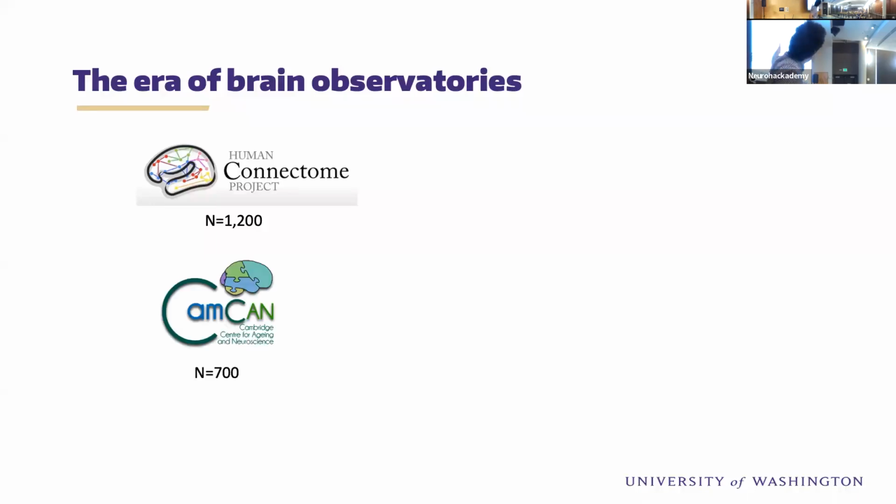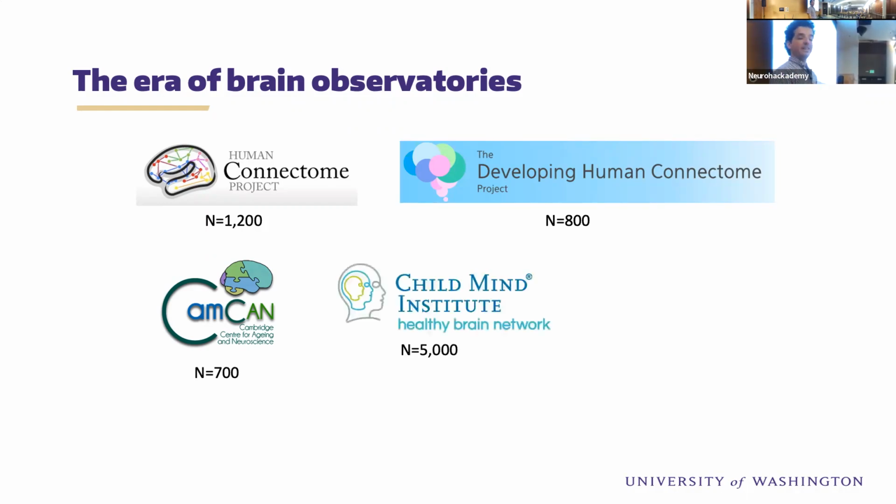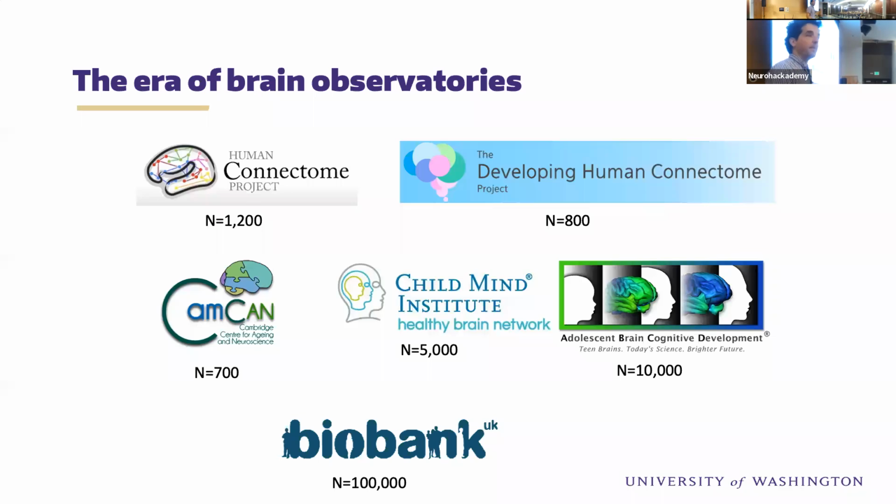But there are other kinds of projects that are very similar on various topics, like Cam-CAN on aging, this project developing Human Connectome, collecting from neonates, the Child Mind Institute Healthy Brain Network, that's collecting data from children and adolescents, also in the thousands. ABCD that many of you have probably heard about, collecting also in the thousands children and adolescents longitudinally, cross-sectionally, and UK Biobank that's making just a tremendous amount of human neuroimaging data available. And so this is really exciting.